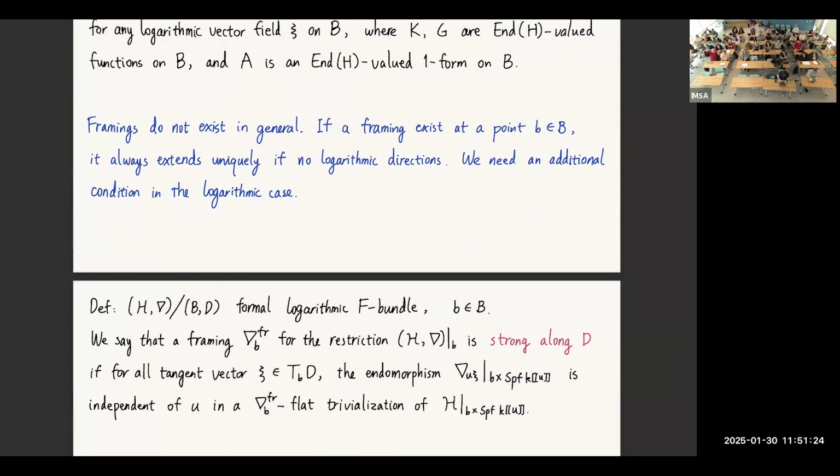So the condition we found is, I don't know if we have agreed on the terminology yet, let me just use this terminology. Say that we have some formal logarithmic F bundle over some base and a point little b, and we say that a framing at this point b is strong along the divisor D if for all tangent vectors psi to the divisor D, we consider this endomorphism given by nabla_{u psi}, and this is independent of u. So we call it strong along D for this framing at b.